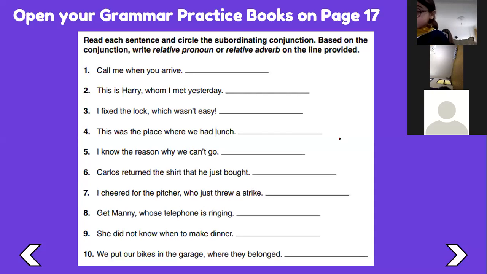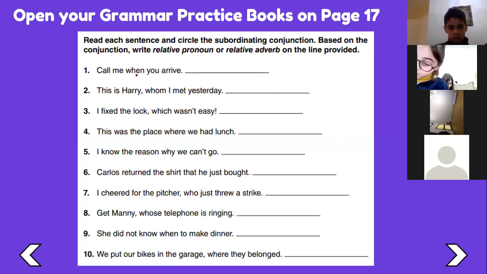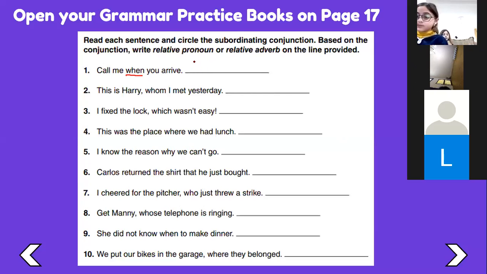Call me when you arrive. Okay. Where is the subordinating conjunction? When. Excellent. When is what? Relative pronoun or relative adverb? Relative adverb. Excellent. Bravo. So I'm just going to write RA. You can write relative adverb completely, or you can write RA. Thank you, Amir.